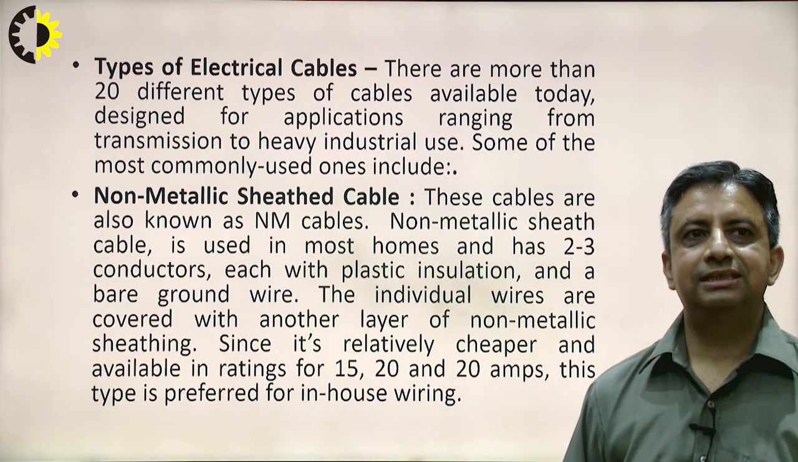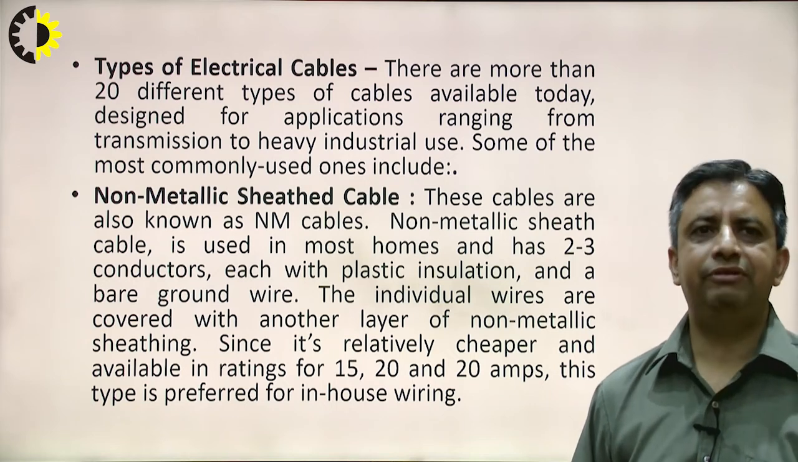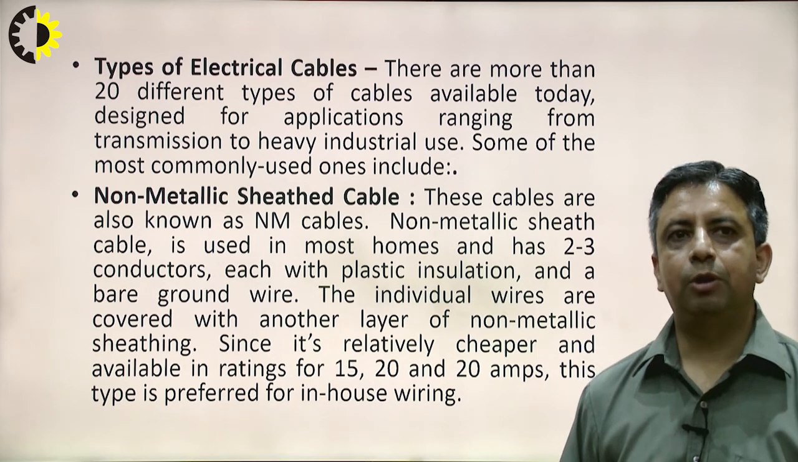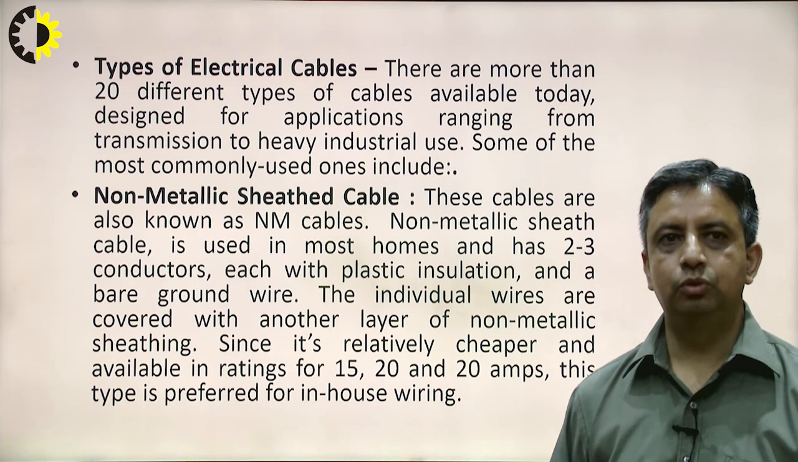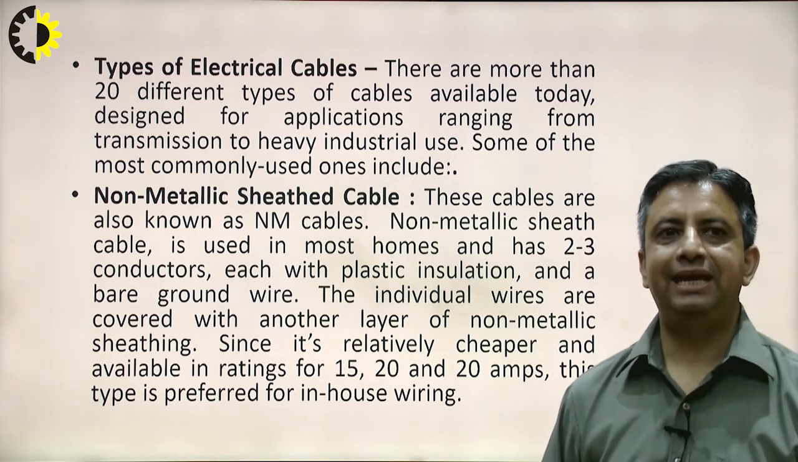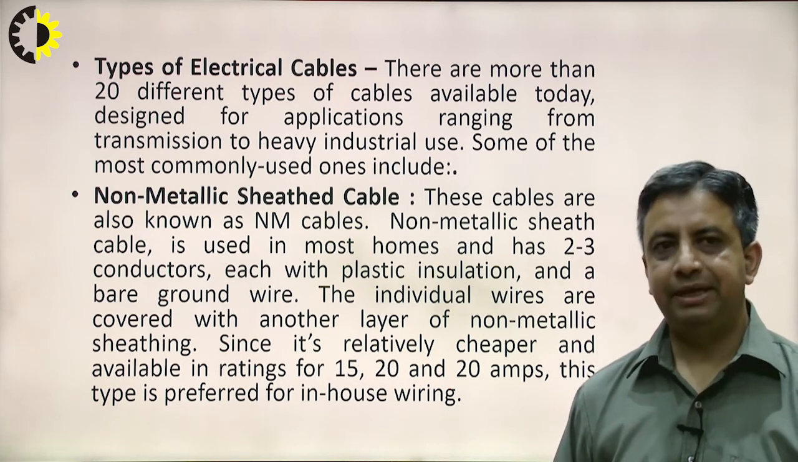Now, next is types of cables. There are more than 20 different types of cable available in the market depending upon the industrial use. Some of the most commonly used ones I have included in these slides. The first one is called non-metallic sheathed cable. These cables are also known as NM cables.